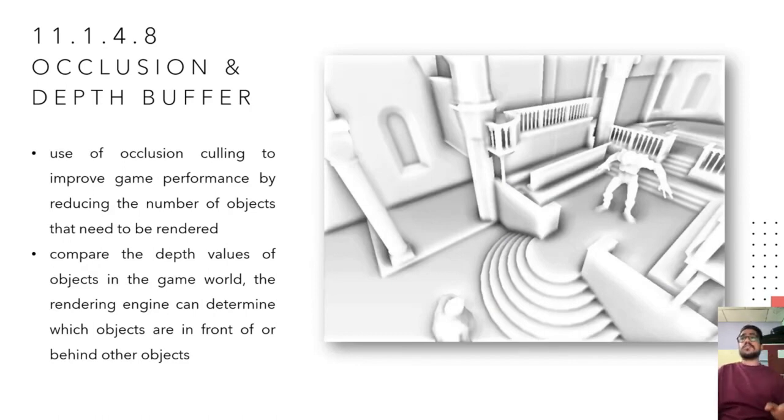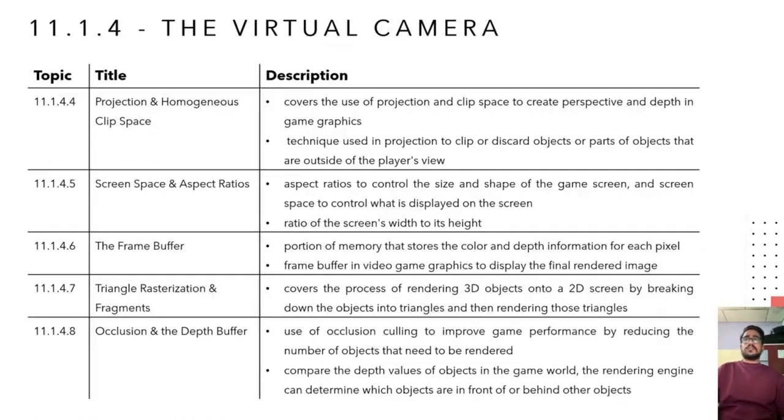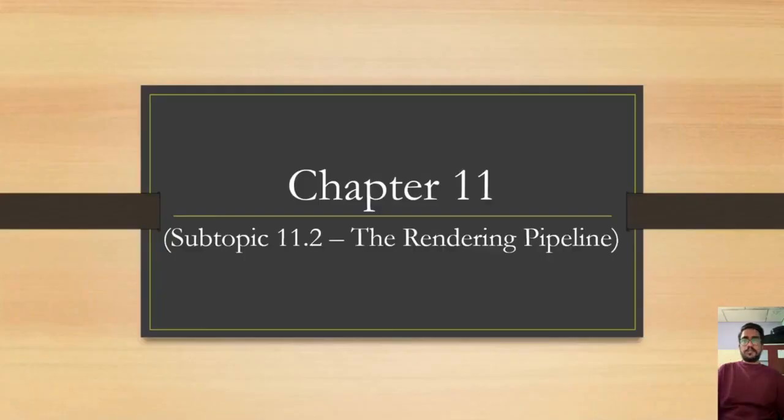Next is occlusion and depth buffer. So occlusion culling is basically where we reduce the number of objects that need to be rendered. As you can see in the example here, there are walls and also a character and all that. We use the depth buffer and occlusion to see which object is in front, which is at the back, and also the render distance and all of that. Okay, so it's a short example, a short compilation.